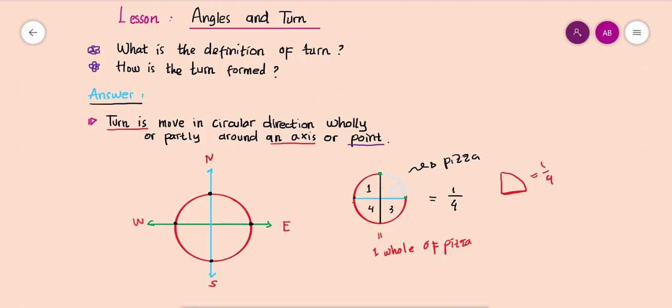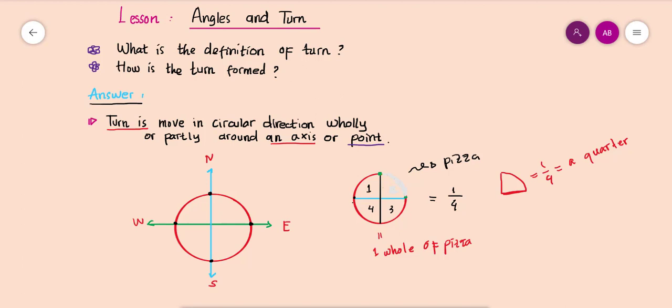If we divide it, this part is also 1/4, and this part is also 1/4. Even this part is 1/4. Okay, 1/4 can also be called a quarter. We already discussed it in the previous lesson, right? Of course, we have 4 quarters, so that's why it's called a quarter.